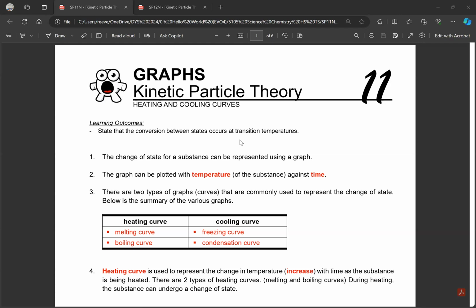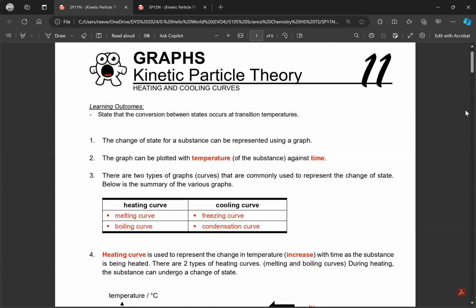This is the set of notes for kinetic particle theory. The title is called graph. Graph is very important for this chapter, because there will definitely be graphs to test you on this chapter. For graph, you do not need to sketch or plot. However, there are important things in the graph that they will ask you. There are a few graphs for this chapter, so let's look at all the possible graphs. First of all, what are the graphs that we're talking about?